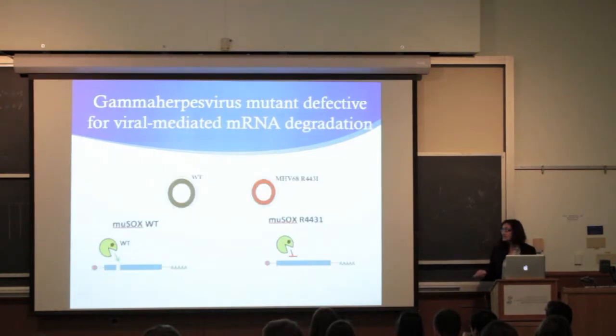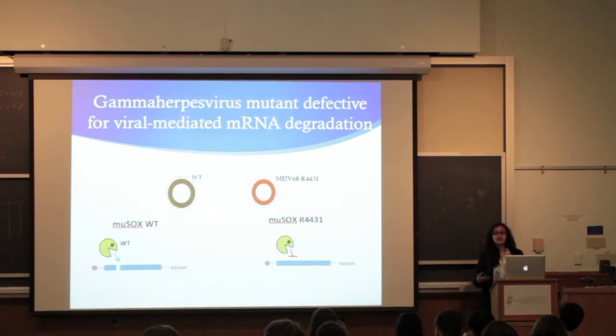The previous slide talks about how the wild type, or the normal version, of muSOX works. What we did in our lab was make a mutation in the DNA that encodes the muSOX protein, and we created a virus that contains this mutated muSOX. We named this virus MHV68 R443I, which is right here on the right. R443I is just the name of the mutation, based on nomenclature rules. What this mutation in muSOX does is render the mutant muSOX incapable of targeting cytoplasmic mRNAs to a certain degree. So if it cannot target cytoplasmic mRNAs, like the wild type version over here, then essentially it's defective for host shutoff.